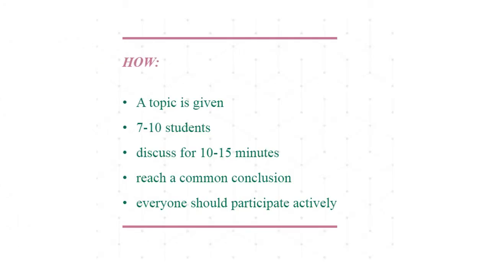How is a group discussion conducted? A topic at random is given to a group of 7 to 10 students. The time duration allocated to them is 10 to 15 minutes. Within that time duration, they must reach a common conclusion with everyone participating actively.